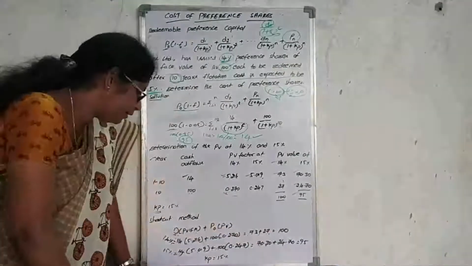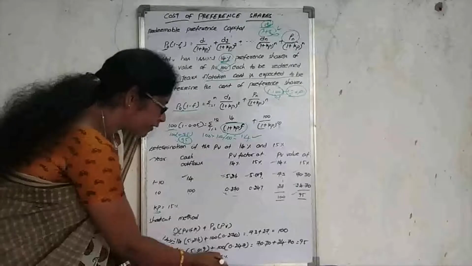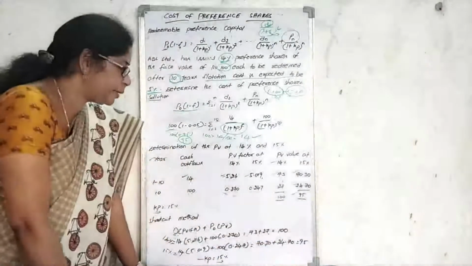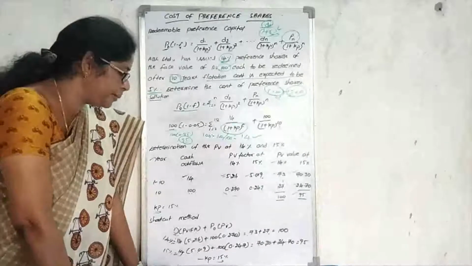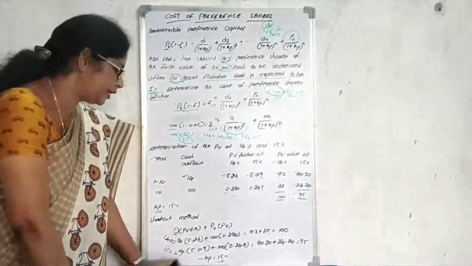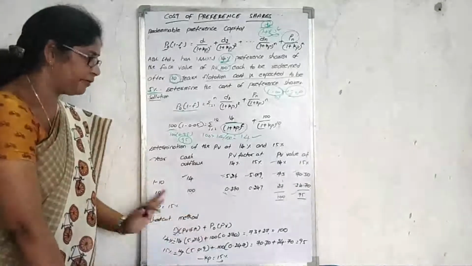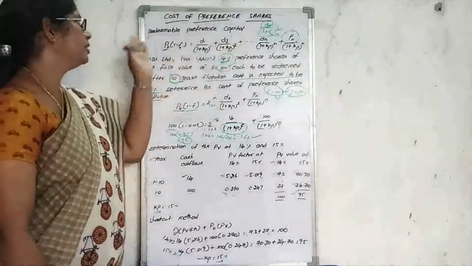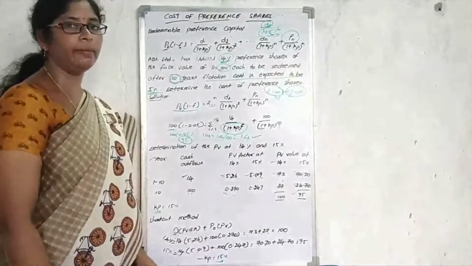Here we will not get the cost of preference equal to this value. So where is it reached? At the level of the 14% discounting factor, the value is reached. So cost of preference equals 14%. This is one of the methods. So today we discussed the cost of redeemable preference share capital.